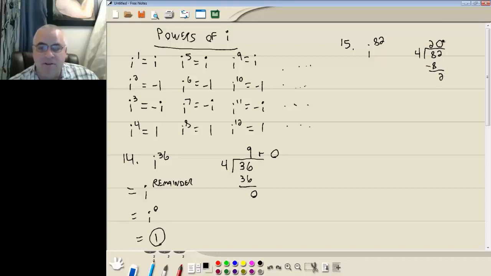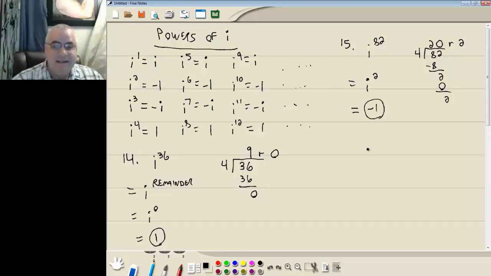4 doesn't go in 2, so it's 0. 0 times 4 is 0. 2 minus 0 is 2, so this is 20 with a remainder of 2. So we can rewrite this as i to the second power, which is in our table. It's equal to negative 1. So that's our answer. Now some of these you can do on your calculator.